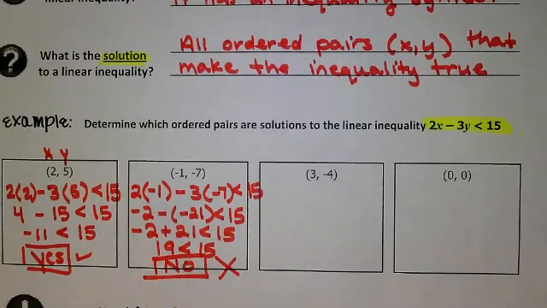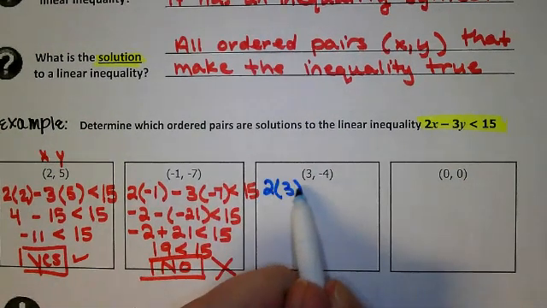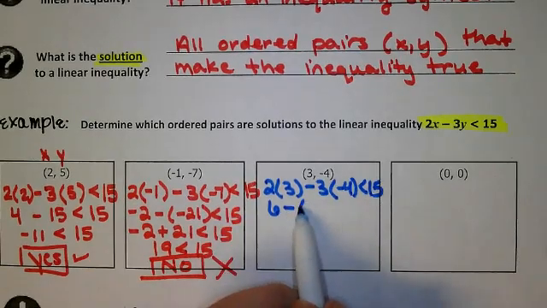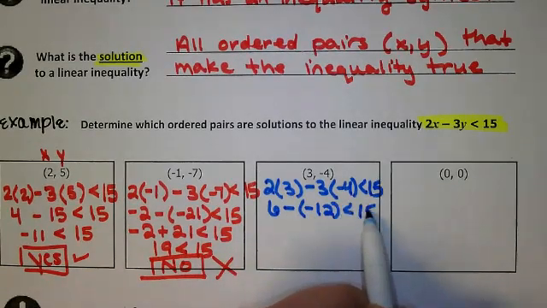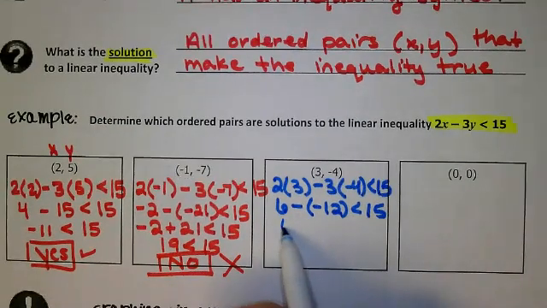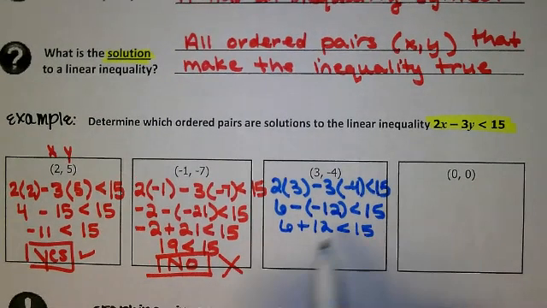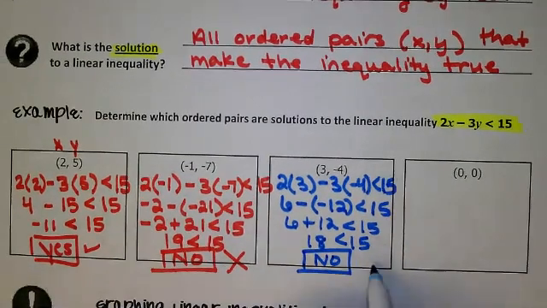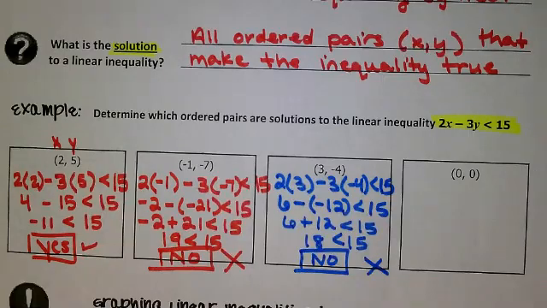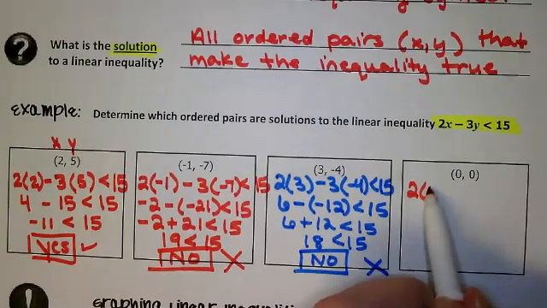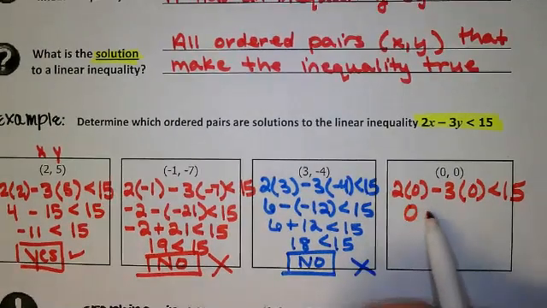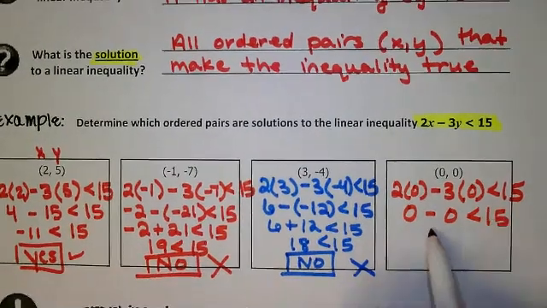Okay. Next one, I'm going to change colors just because my boxes are getting close together. All right, so we have 2 times 3 minus 3 times negative 4. Is that less than 15? 6 minus a negative 12. Or if you want, you can just change that to a plus. 6 plus 12, that is 18. 18 is not less than 15, so our answer would be no. All right, switch it one more time. 2 times 0 minus 3 times 0, is that less than 15? Yes, it is.